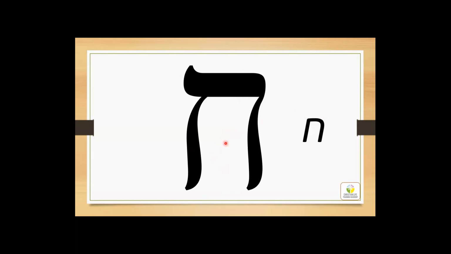It's a very interesting letter, this Chet. But as you can see, it does not have that window of the Hey. So this is not "behold" or anything else like that. This stands and represents a wall which is solid, a fence, and separation. This Het is for separation. Okay?